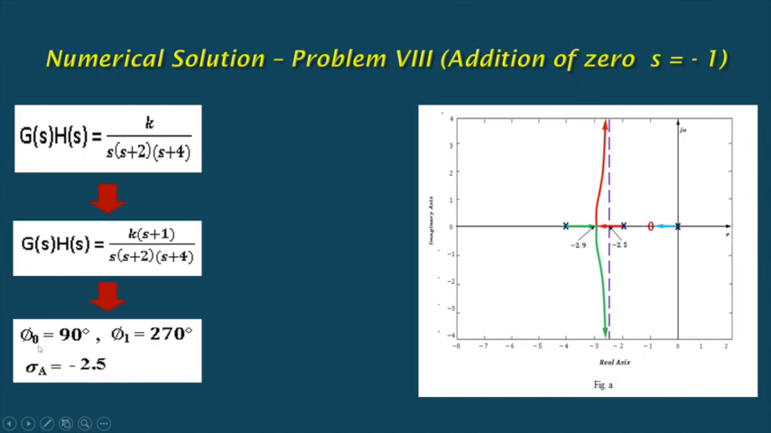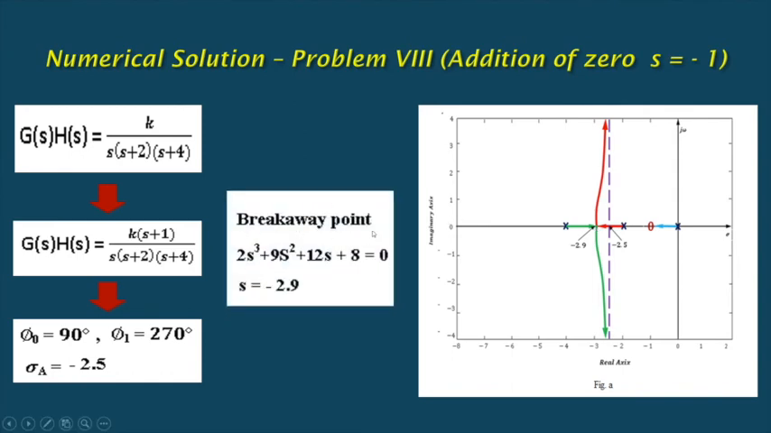Then calculate the angles of asymptote. When q equal to 0, then phi 0 equal to 90 degrees. When q equal to 1, then phi 1 equal to 270 degrees. Then calculate the centroid of asymptote. This answer is minus 2.5. Then one root locus branch starts from the origin and finishes at the finite zero. Another two root locus branches start from -2 and -4 and meet at a point. Then calculate the breakaway point.